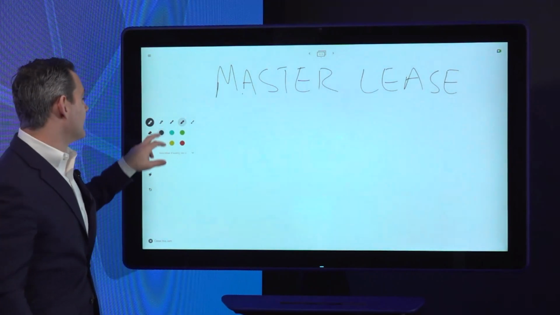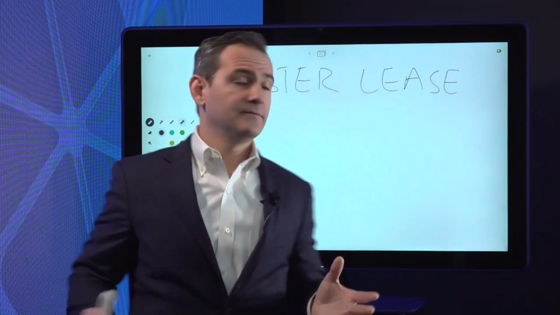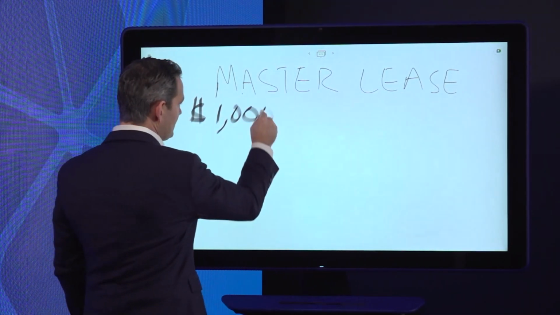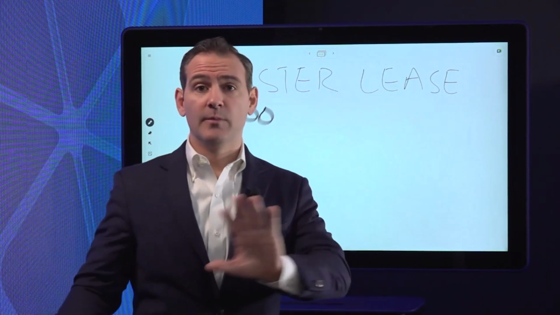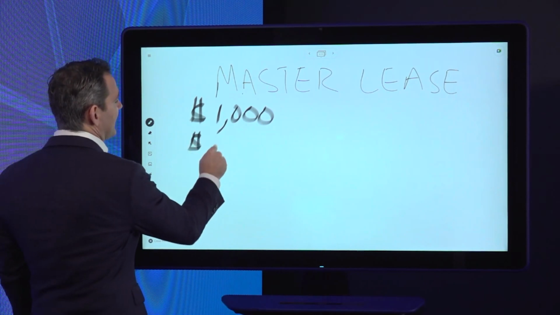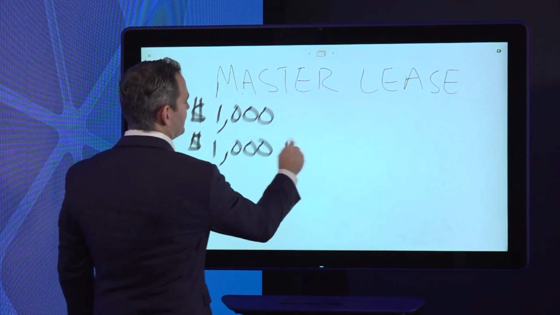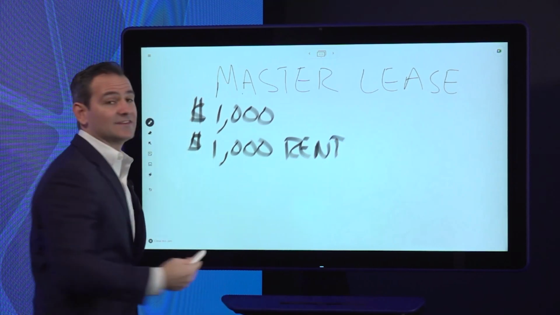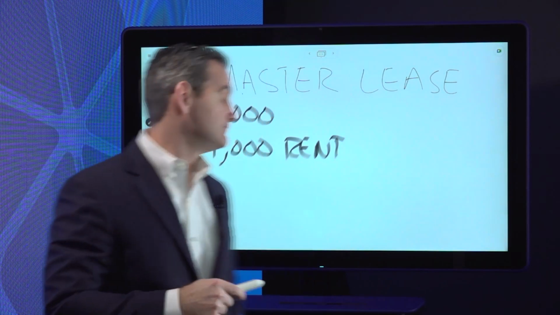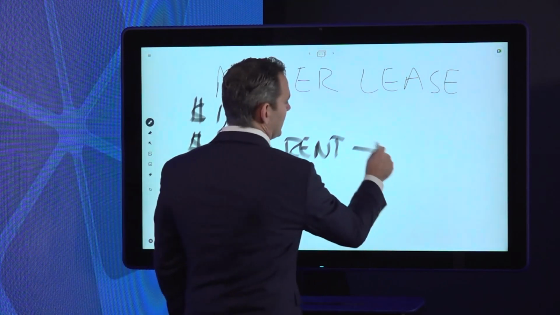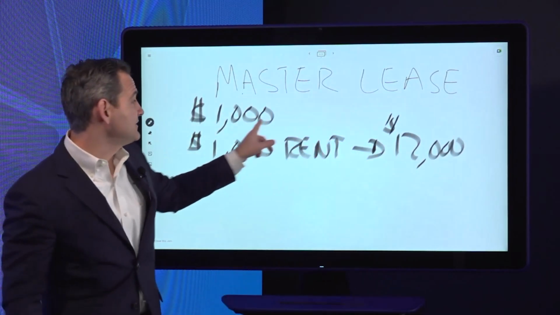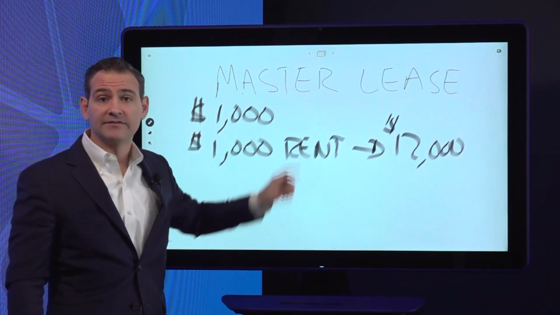So let's talk about the numbers here. The IRA makes a $1,000 security deposit made payable to the landlord. So money going out of the IRA is $1,000 for the security deposit. We then have $1,000 a month in rent. So the landlord is getting the same rental income that they were getting prior to this master lease arrangement. This will equate to $12,000 a year. So we're up to now $13,000 that the IRA has invested.